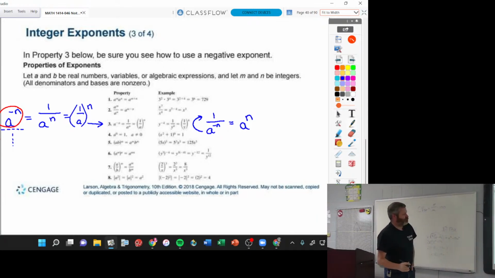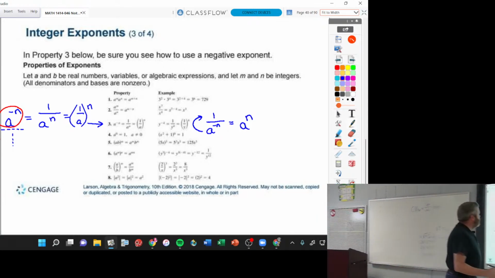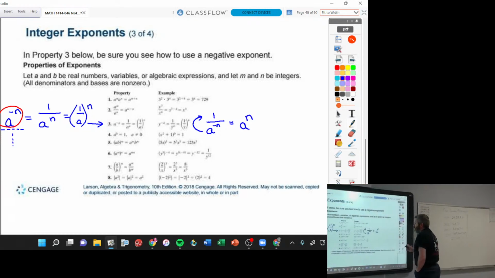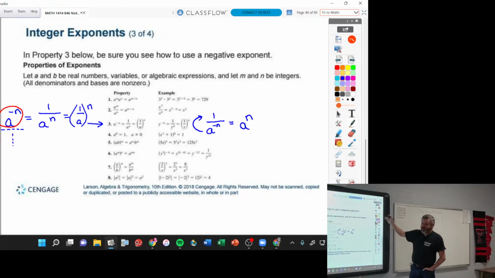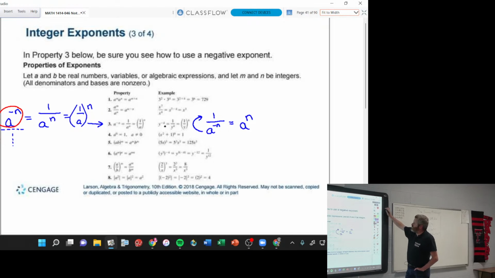So that's a very important property of negative exponents. There are some other properties there that you can look through. If you have any questions, feel free to message me. We'll be happy to talk about it there.